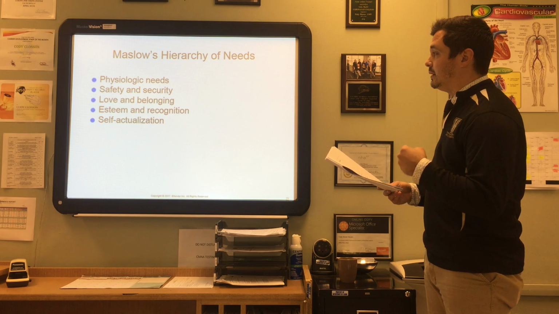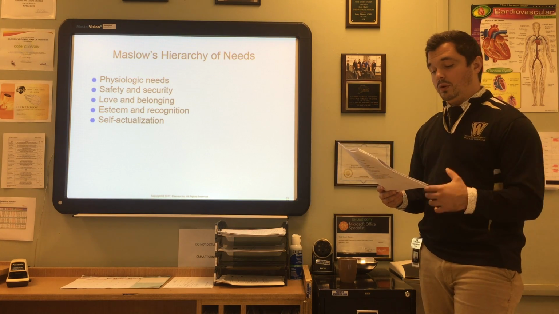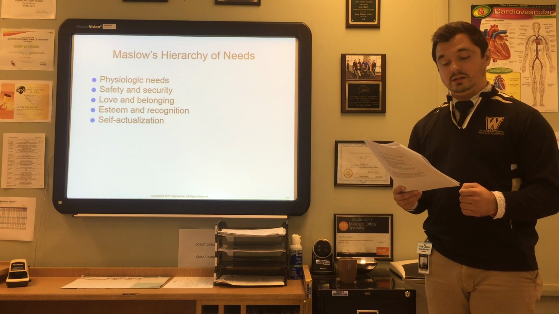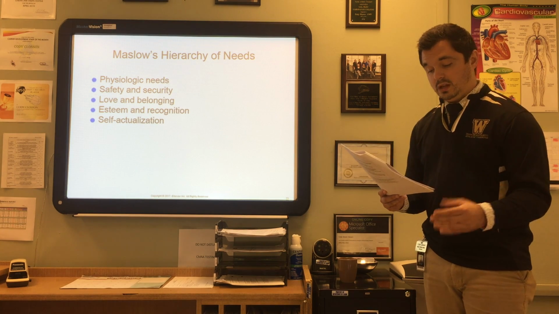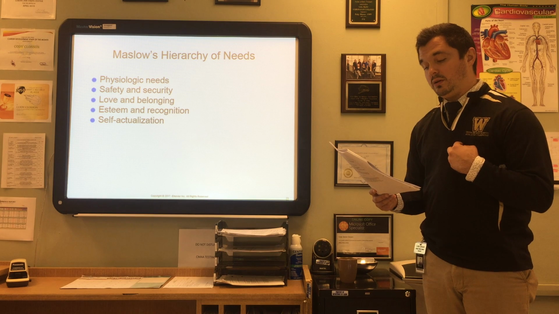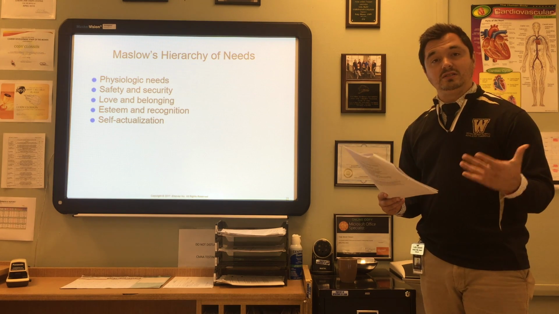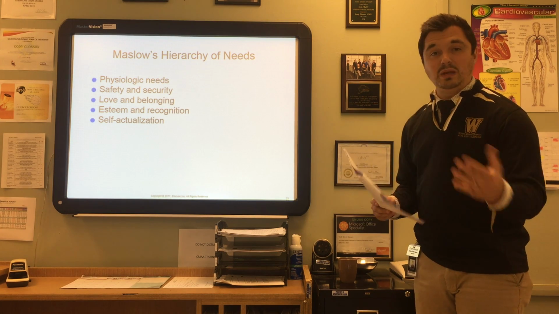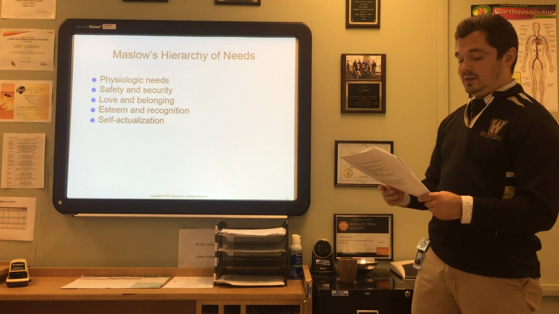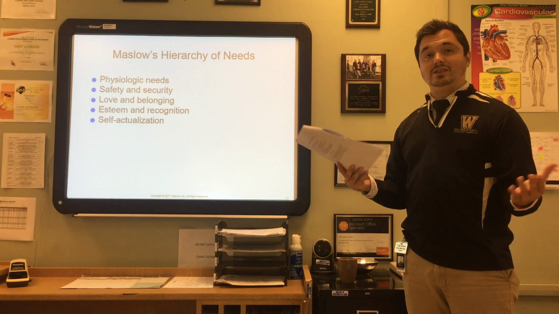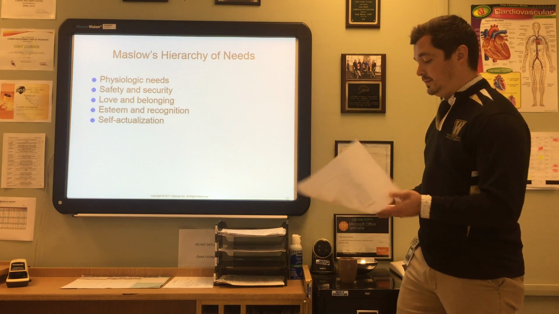We need to feel love and belonging. Everyone wants to feel loved and accepted by those around us. We all need esteem and recognition. We have an inner need to feel good about ourselves and to know that others view us in a positive manner, and that starts with making a good positive first impression. And then we need self-actualization. We must all maximize our potential and really reach for the stars.